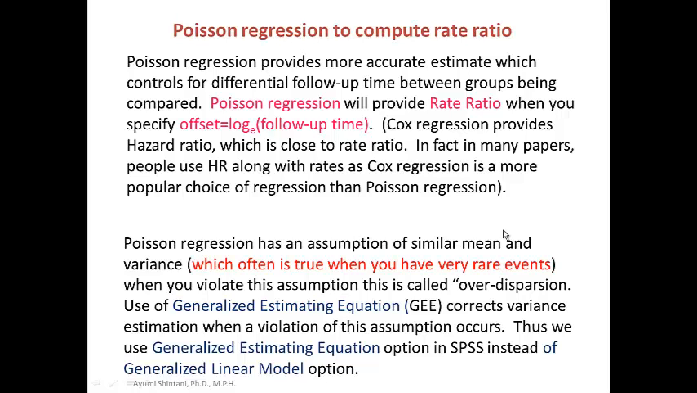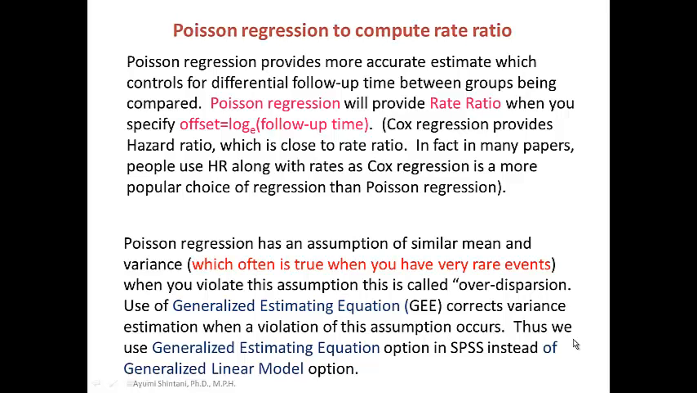Mean of data is the same as the variance, which is a hard assumption to satisfy, which is often true when you have very rare events. When you violate this assumption, then standard error may be biased. In order to account for this problem of over-dispersion, we use a technique called the generalized estimating equation, GEE, which can provide correct variance estimation even when there is a violation of this assumption.